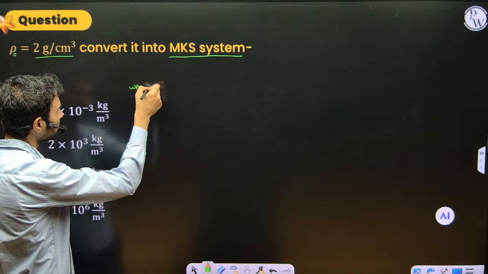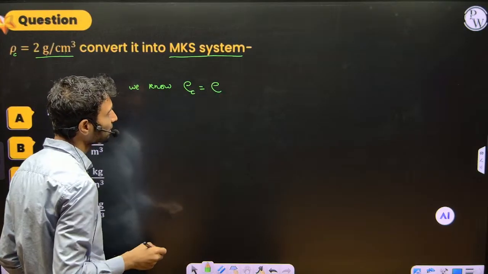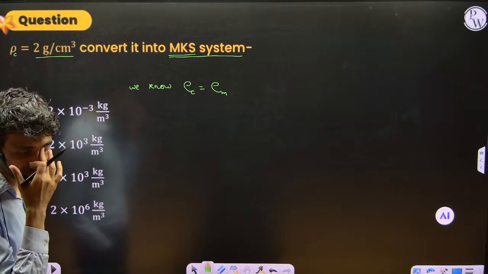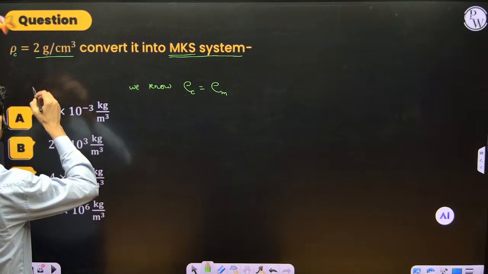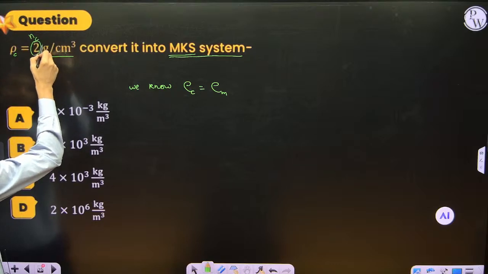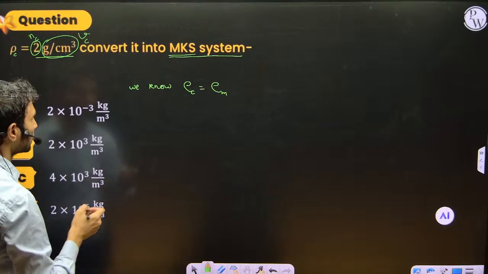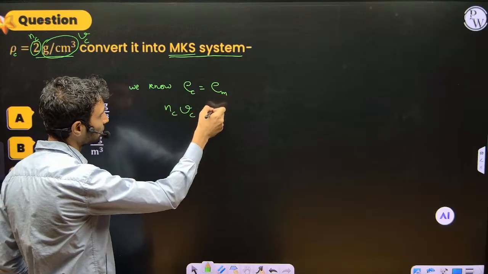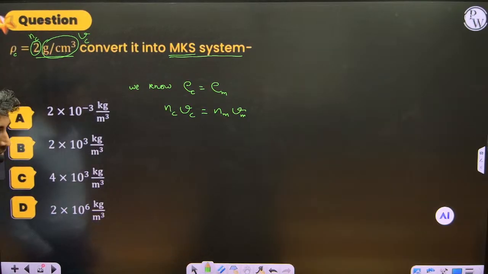And we know density written in CGS is the same as density written in MKS, right? So this will be the number written in CGS, and this will be the unit written in CGS. So density written in CGS can be written as number in CGS into unit in CGS, and that is equal to number in MKS into unit in MKS. Agreed?